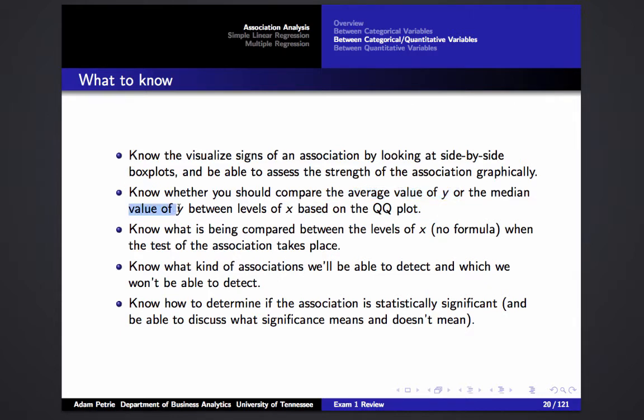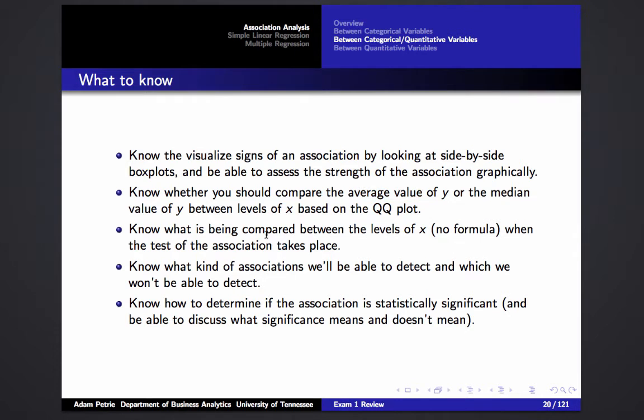So we don't compare the overall distribution of y values for each level of x. That's too hard of a problem. We just compare the typical value, and the important skill you need to be able to bring to the table is which typical value. Is it the average value or is it the median value? Which one do you pick based on the QQ plot?